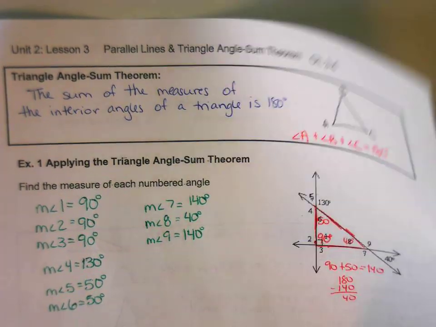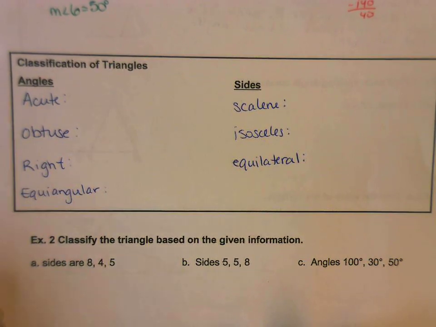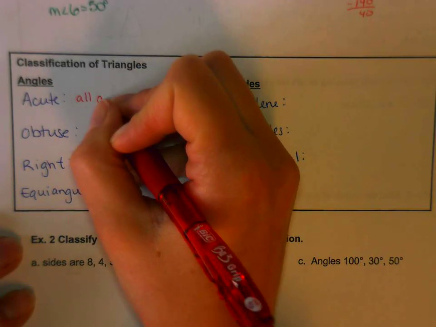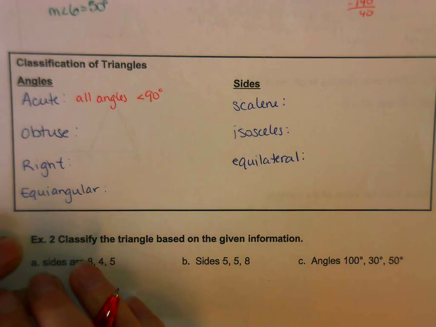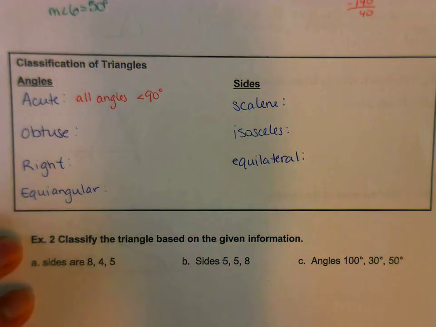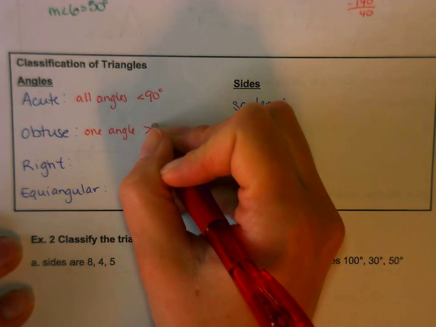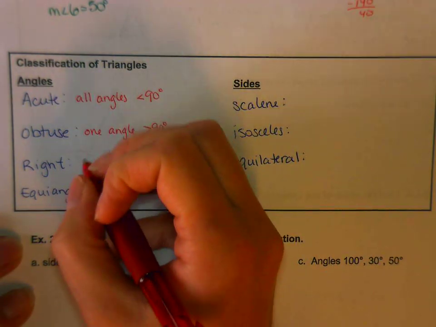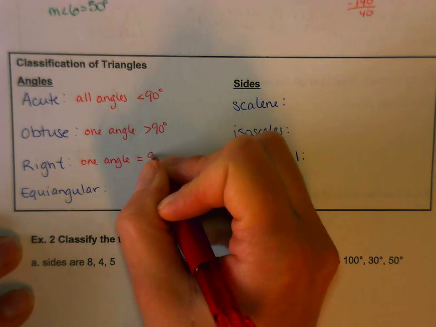So now we're going to be looking at how to classify triangles by 2 different views, by angles and sides. When we are talking about a triangle that is acute, that means all angles are less than 90 degrees. An obtuse triangle means that we have one angle that's greater than 90 degrees. In a right triangle, we have exactly one angle that equals 90 degrees.